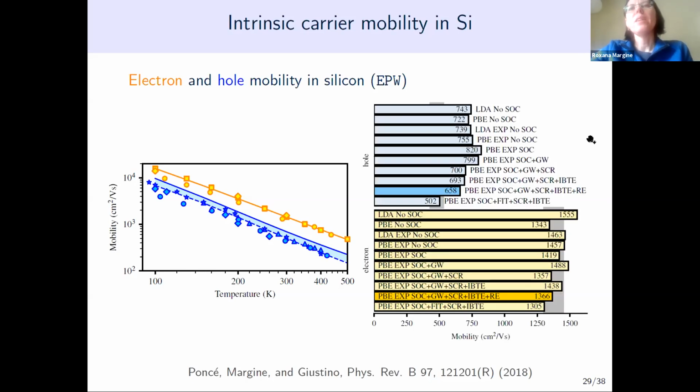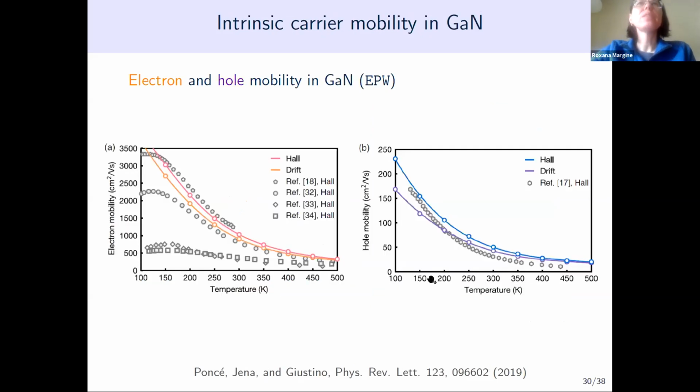This is a bit technical, and I'm not going to go into details, but it shows the impact of a lot of different approximations on the mobility results. One thing that I want to highlight here is that in the case of silicon, the difference between the iterative BTE and the SERTA is really not that big. Finally, the last example that I want to mention is a new study done by Samuel and his collaborators, and this concerns gallium nitride.